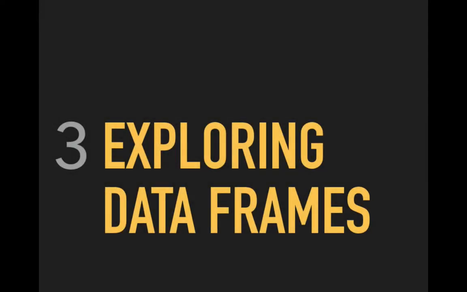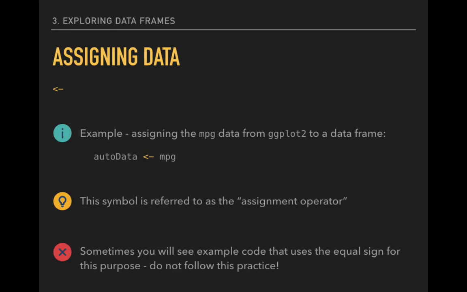Finally, I want to give you two initial tools for exploring data. The first tool is the assignment operator. Operators are symbols we use as shorthand in programming. In this case, we direct data from one object and place it in a second object. Objects are like buckets that can contain a wide variety of different types of data. For example, we can take data from an object called MPG and assign it to a new object called AutoData.